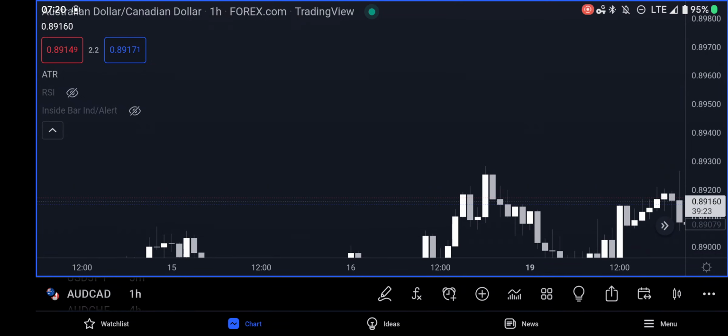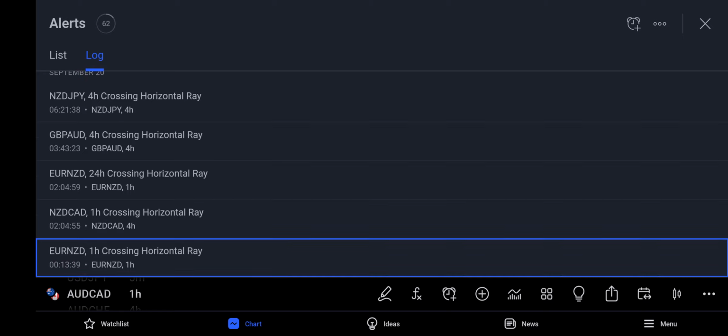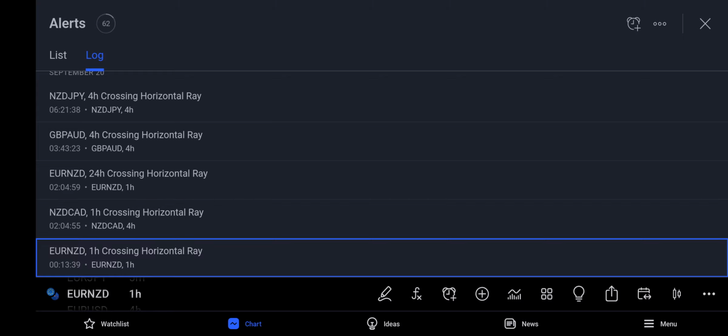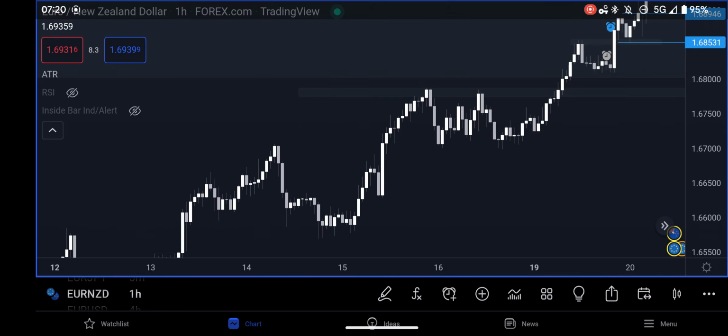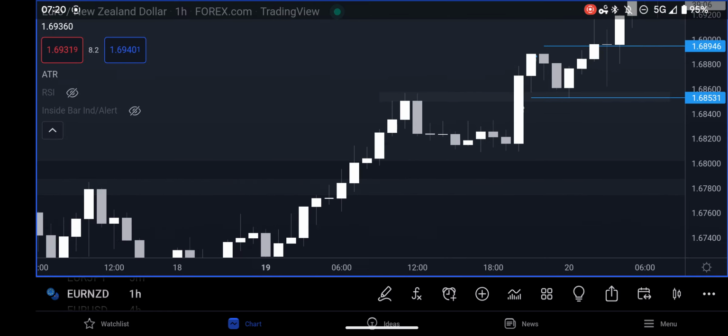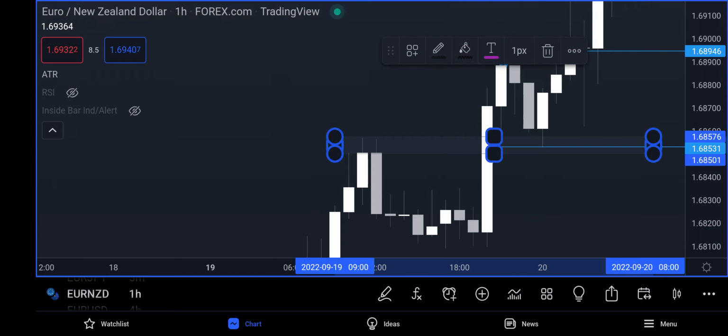Just going over quick alerts here. I've had alerts go on. So come down here, Euro NZD on the 1 hour. If we look at Euro NZD, I marked this up yesterday, just looking for a break and a retest. That was the alert that went off here.